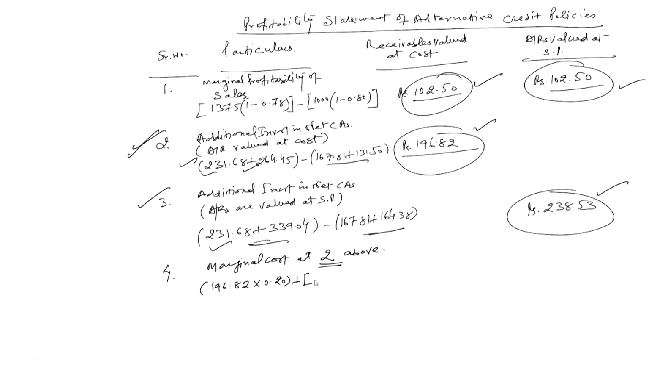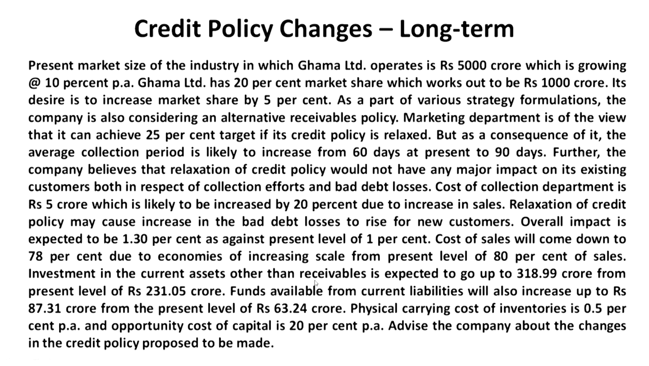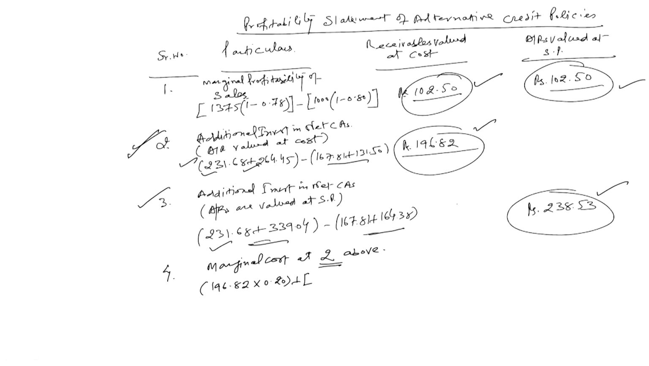the collection cost. Somewhere here it is given as the collection cost, that is 5 crore. Yes, the cost of the collection department is 5 crore, which is likely to be increased by 20% due to the increase in sales. So, now we will have to add the collection cost. First is the investment cost, that is 20% of the investment, and then we will have to add the collection cost. And the collection cost is how much? 5 into 1.2, since it is going to increase by 20%, then minus 5, that was the existing.